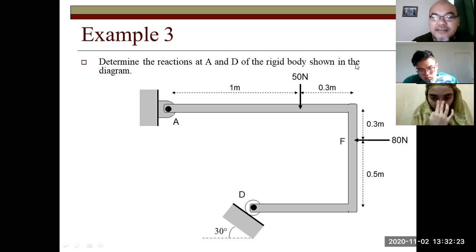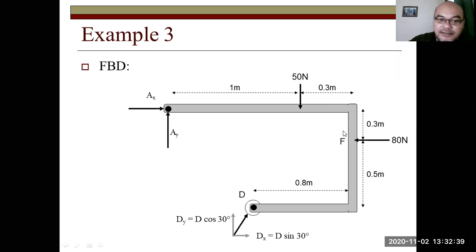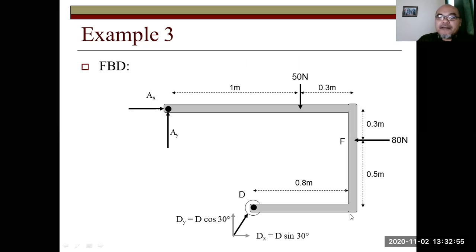Let's take an example here with numbers. Determine the reaction force at A and D of the rigid body shown in this diagram. At A, since it is pinned, pin means it has two reaction forces, AX and AY. At D, it is a roller. It means it has only one reaction force, in this direction, vertical, 90 degrees towards that surface.